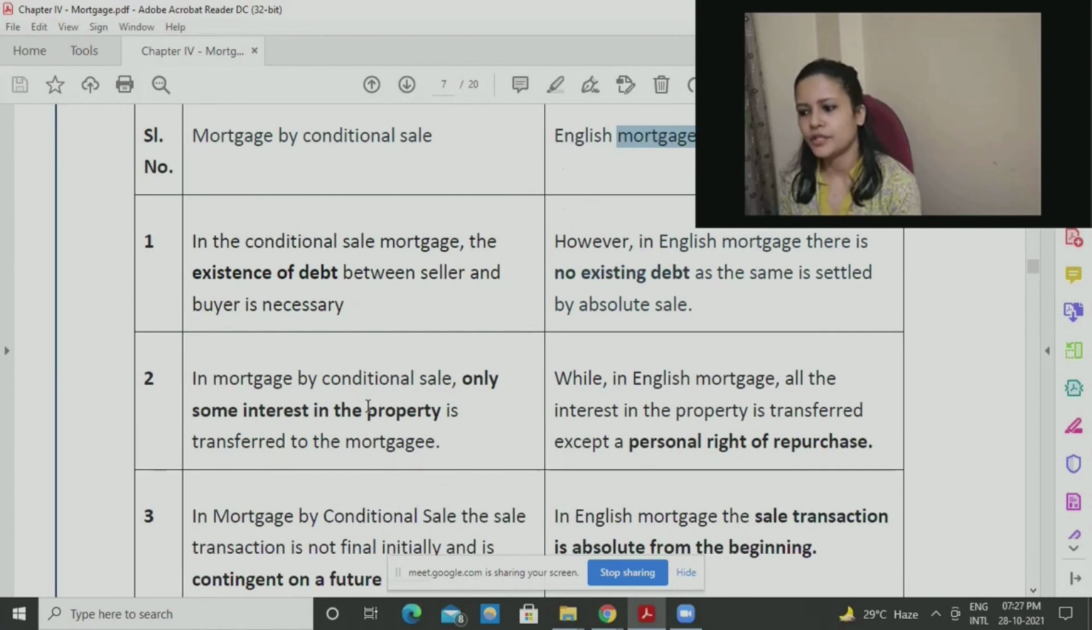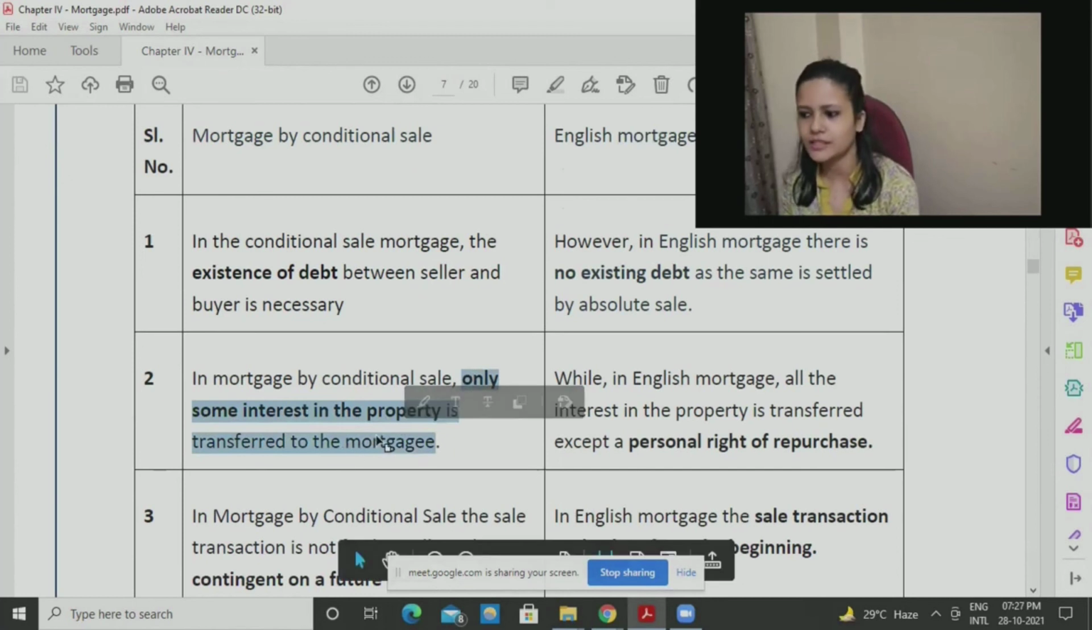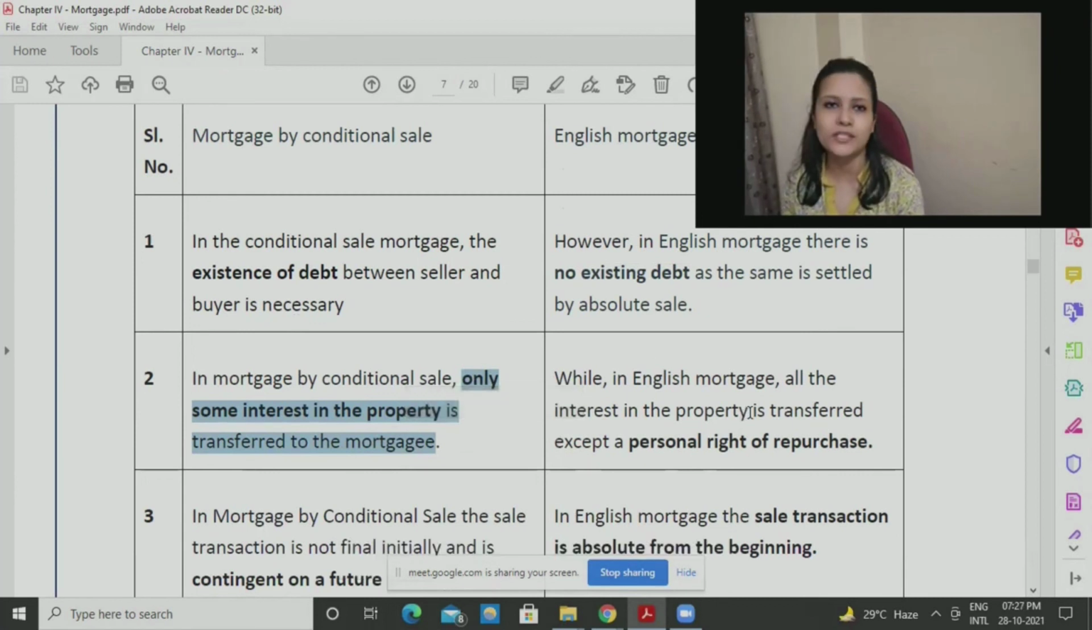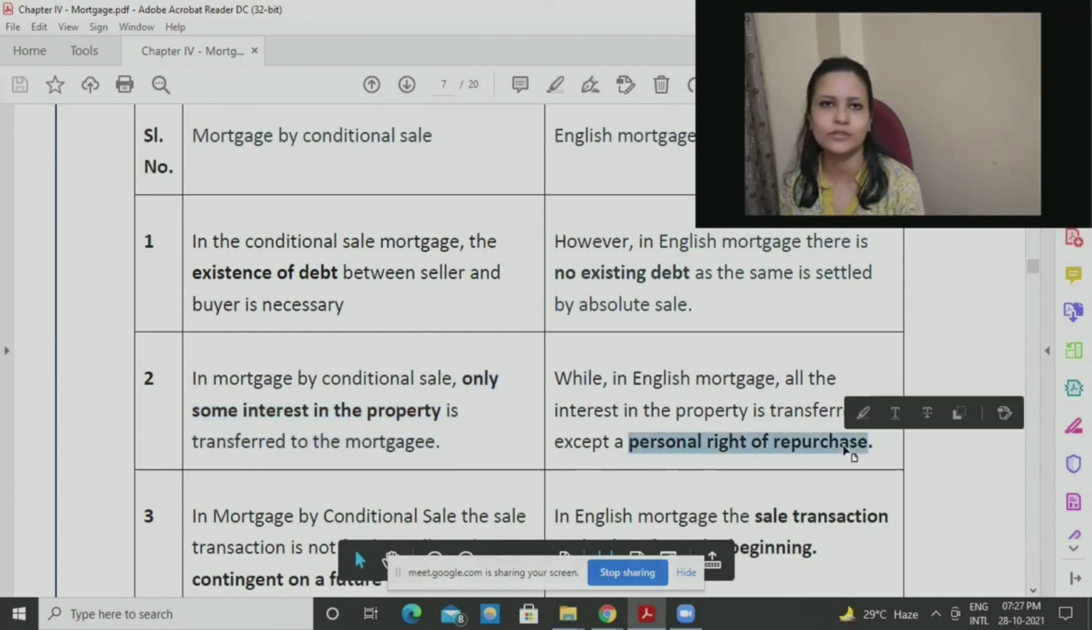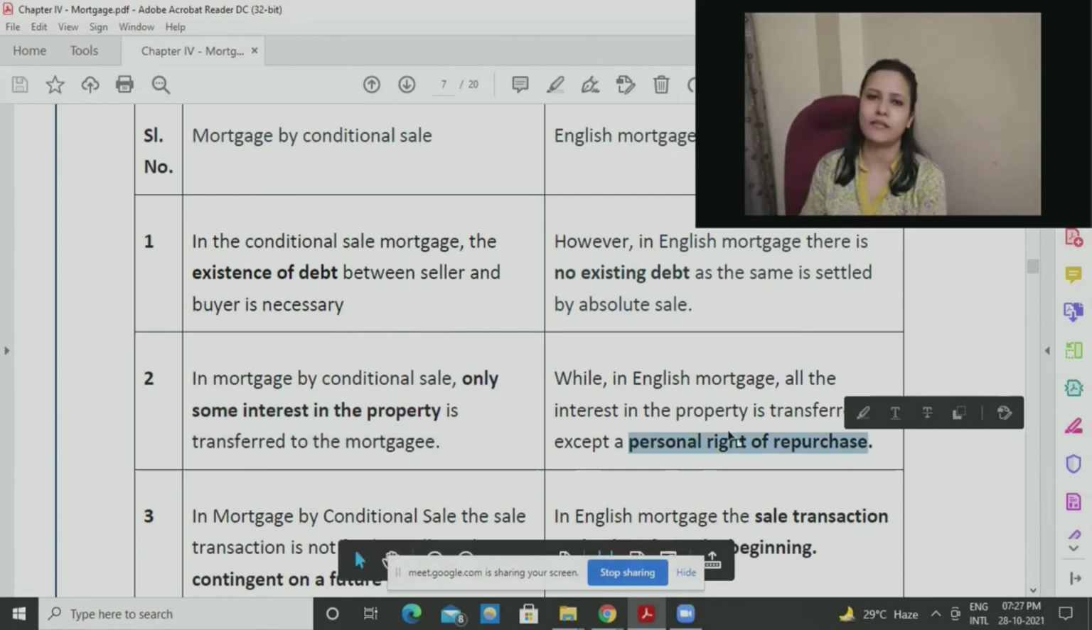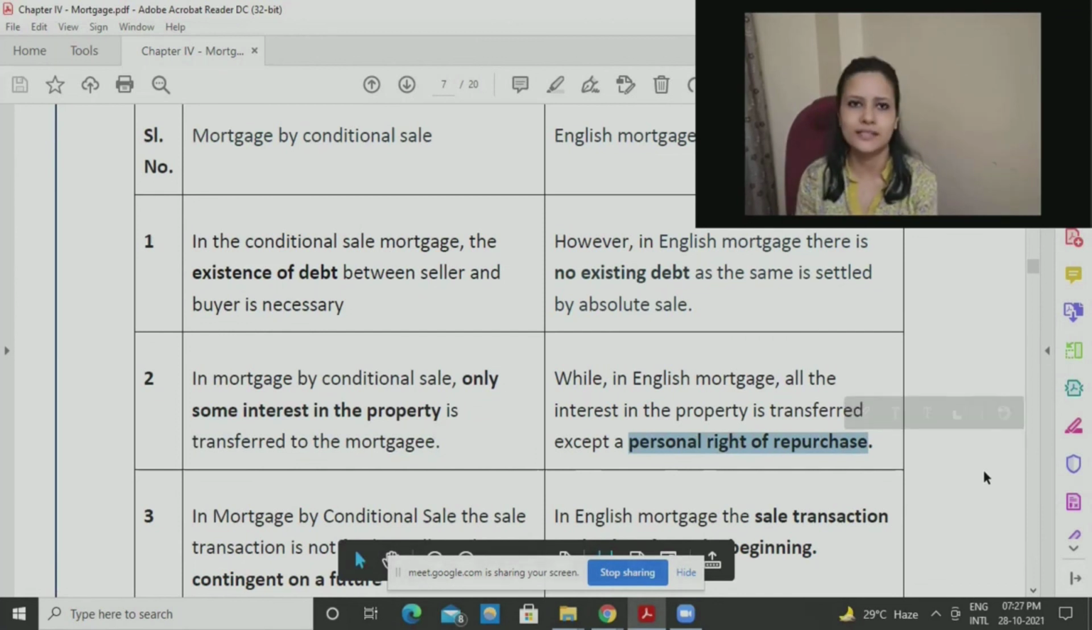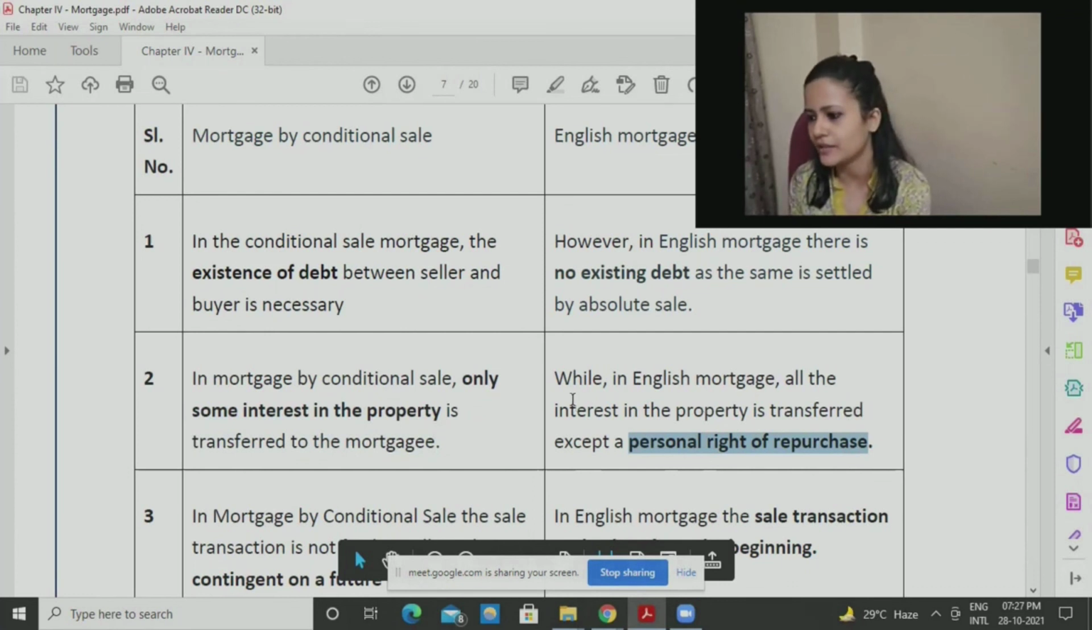So next one is, in a mortgage by conditional sale, only some interest in the property is transferred to the mortgagee. For the time being, there is just the possibility that the person will get it at a future date, so it is not yet completed. But in an English mortgage, all the interest in the property is transferred except the personal right to repurchase. Just this is there, that the mortgagee needs to wait for that duration. Apart from that, every other right the person will get.